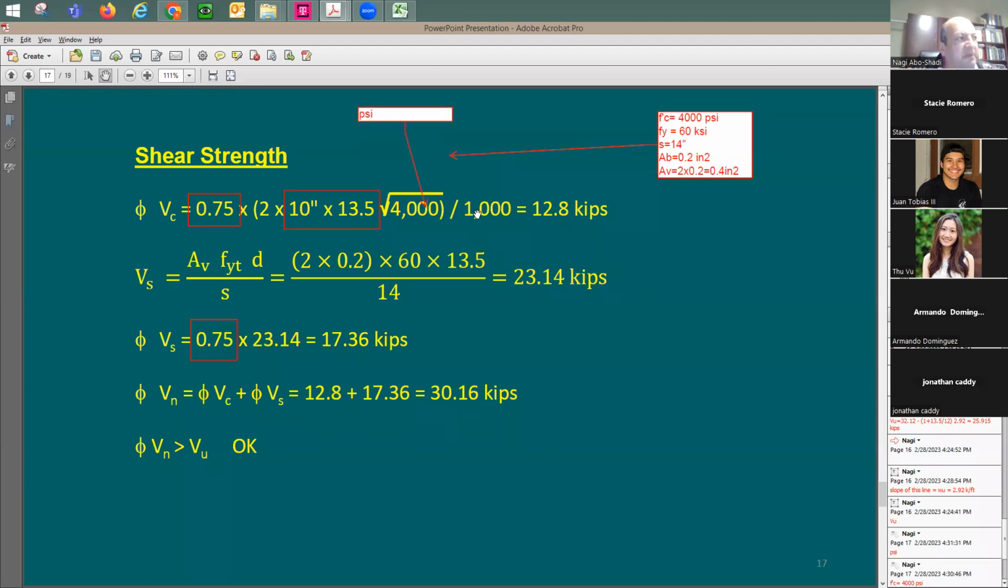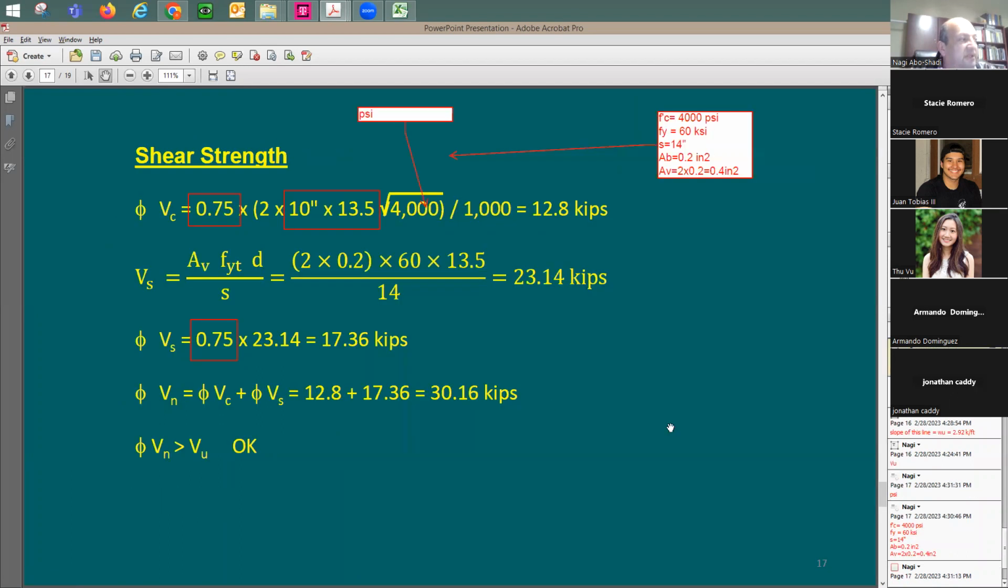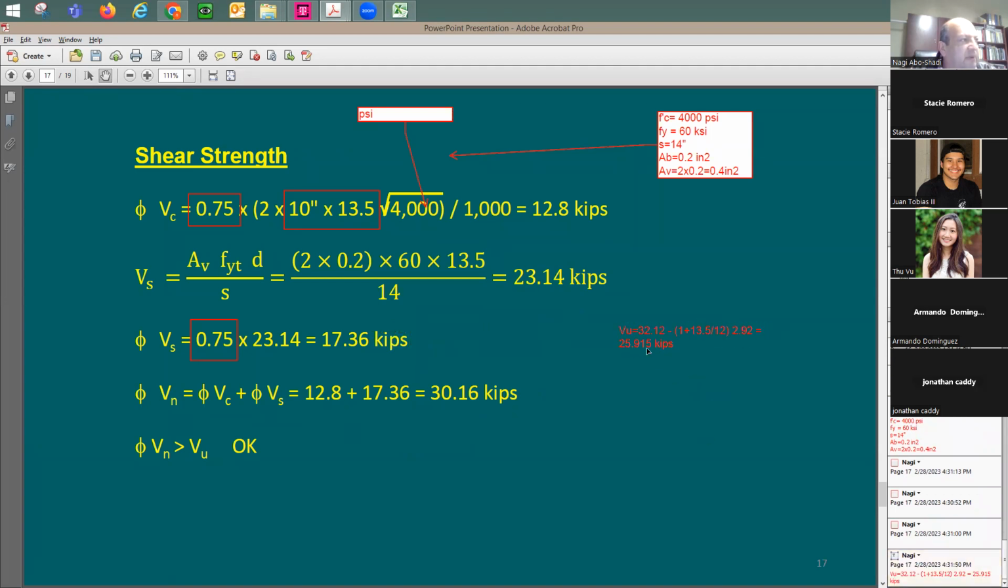You divide by 1,000 to put it in kips. Now we have 12.8. I'd like to keep this in mind. Your demand is how much? 25.9. I said, okay, 25.9. Let me keep on memorizing this. I really need this, right? Just understand where I'm going to be at. Say, okay, this is a demand, 25.9.